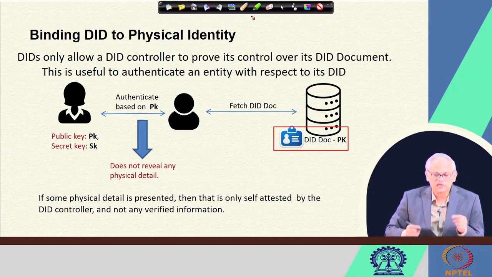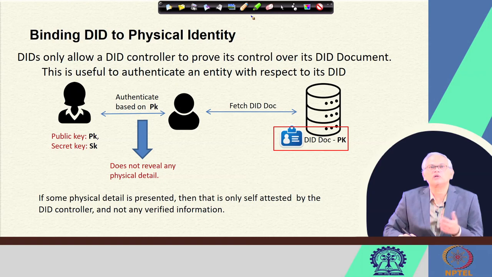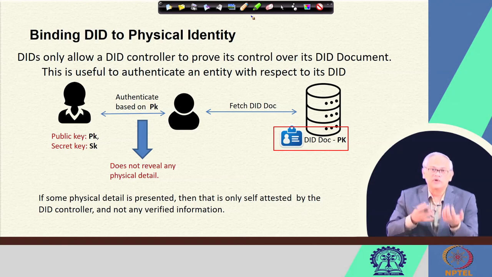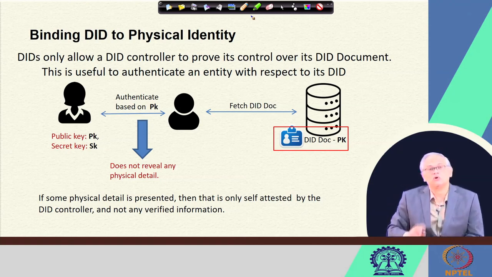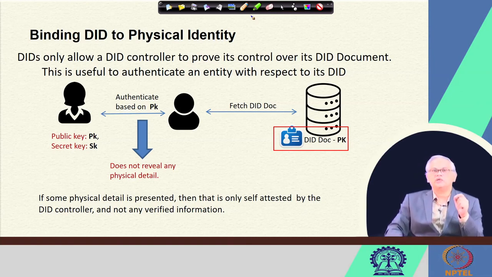So, if some physical detail is presented, then that is only self-attested by the deed controller, not verified information. The deed controller can say something about this particular subject, but this is not verified against a physical identity. That is also something that would be important if this identity is being used for critical purposes, including financial transactions or, say, for voting and so on.